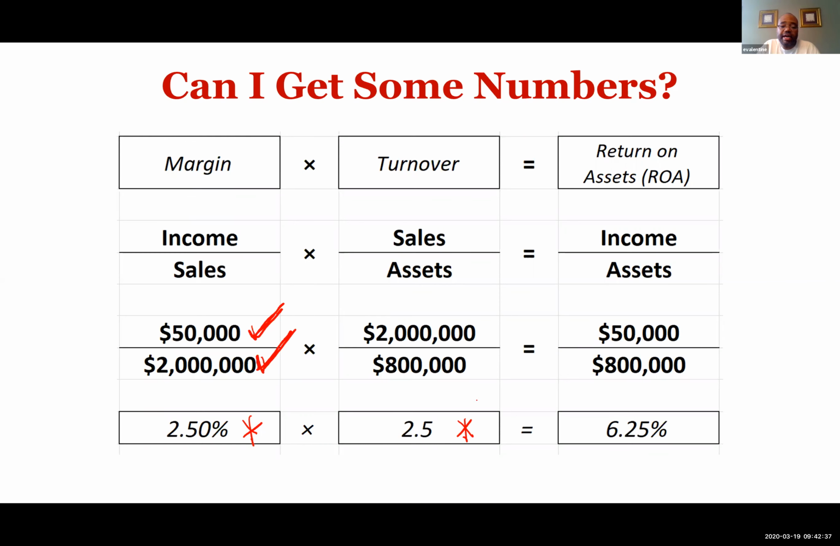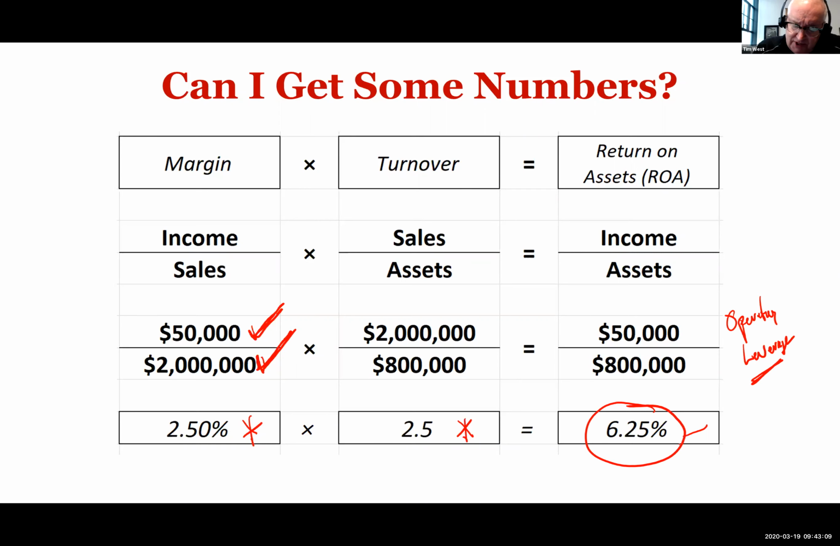And those combine, kind of similar to how we use degree of operating leverage. Yeah, that's clever. It's kind of like operating leverage. And if we multiply those two, we get a return on assets of 6.25%. So our margin times our turnover gives us our return on assets. Mechanically similar to how we did the operating leverage in a previous chapter.